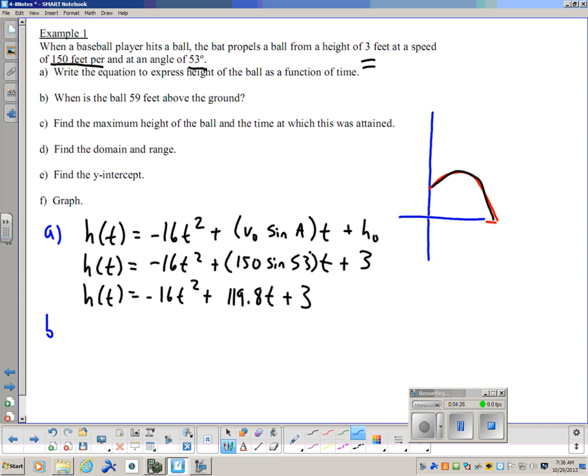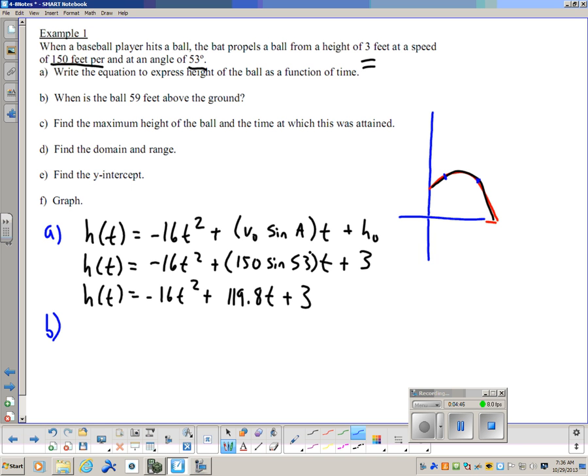So now let's look at part B. Find when the ball is 59 feet above the ground. So 59 feet. Now, we're not exactly sure where it's going to occur. It could actually occur in 2 places, because when it's going up, it could be 59 feet.